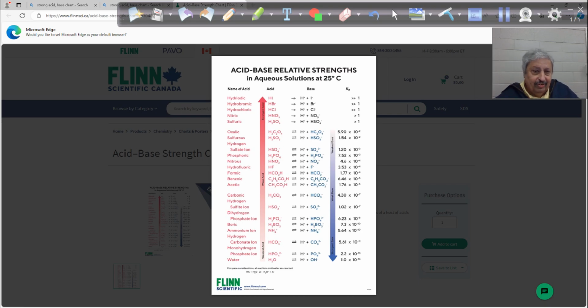If I take this one here and make it bigger, guys, look at the Ka of hydroiodic, hydrobromic, hydrochloric, nitric, greater than 1. They don't even give you the value, correct? Now, if you go for oxalic acid, less than 1, 10 minus 2. This one does not give you the real value, but there is a chart that will. So as you can see, greater than 1 is always a stronger acid.